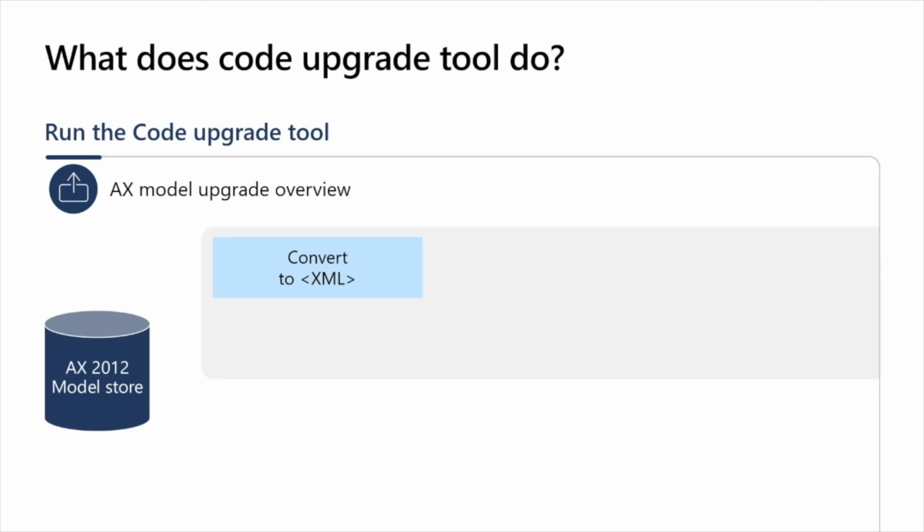Back in 2012, we used the notion of model store and all code was stored in the database. Now in 365, we use something called packages folder. Under that, you have metadata and you have all code reflected in XML files. So that's the first thing it does.